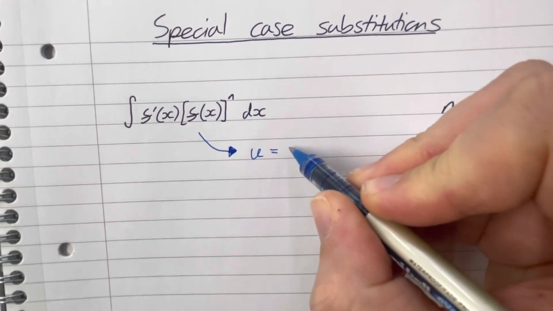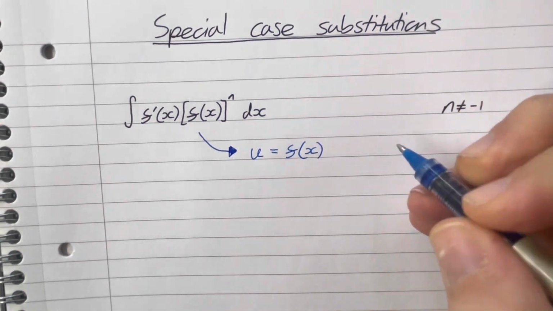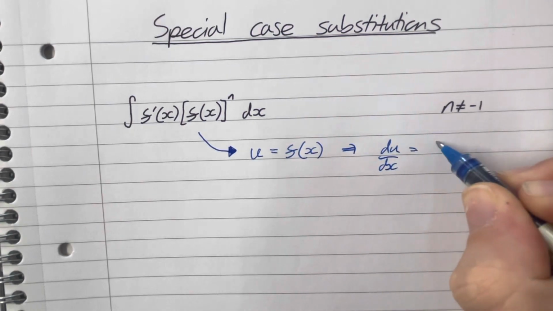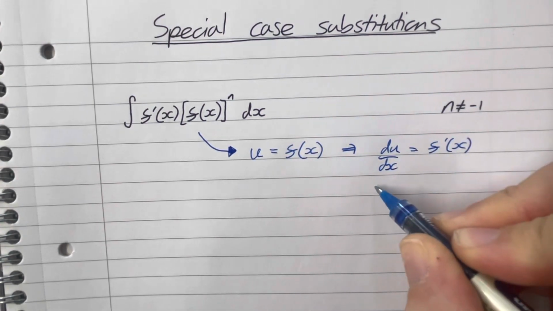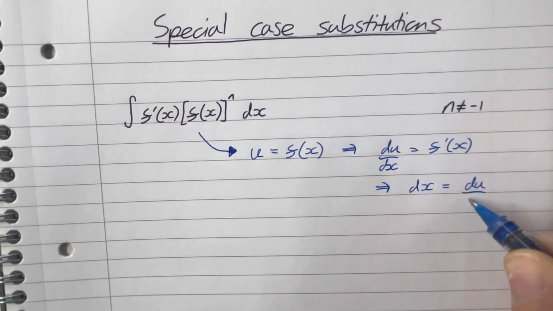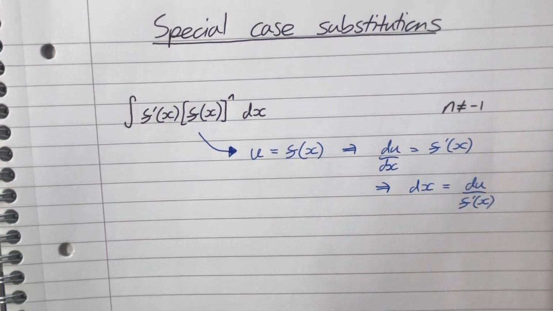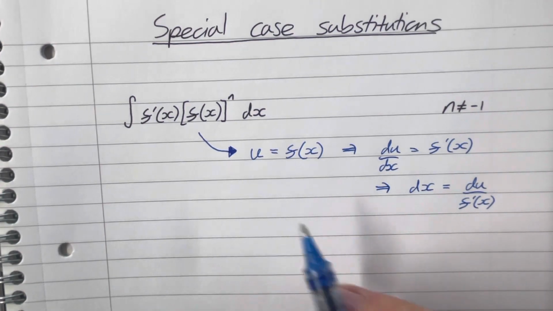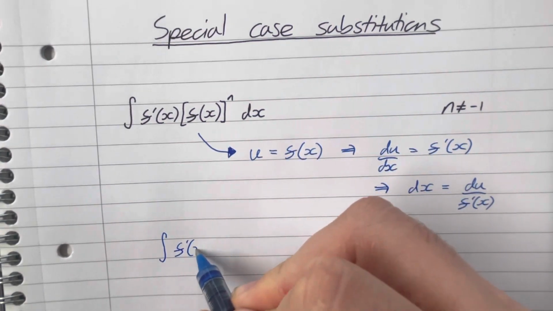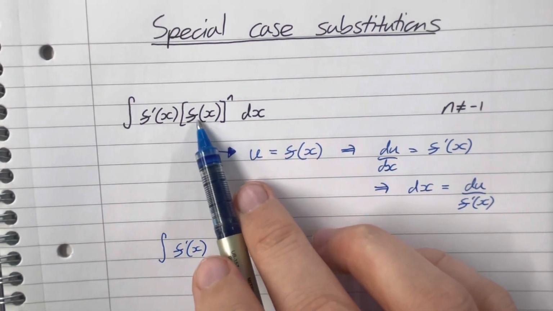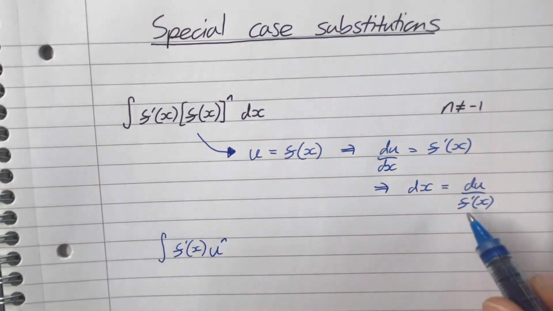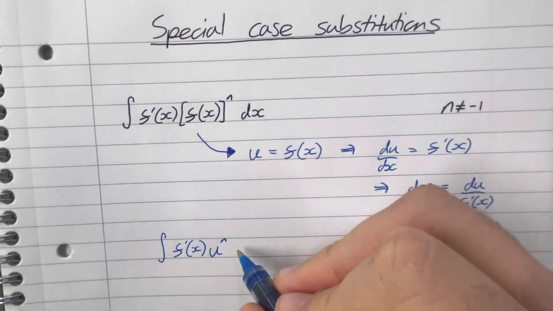But the substitution we're going to make is u equals f of x. That will tell us that du by dx will be the derivative of f. And then when we come to replace the dx, it will be du divided by f primed of x. So we make the substitution. The integral will become the integral of f primed of x. Now this is f of x to the power n, but f of x is u, so that's just u to the power n. And then dx is now du divided by f primed.